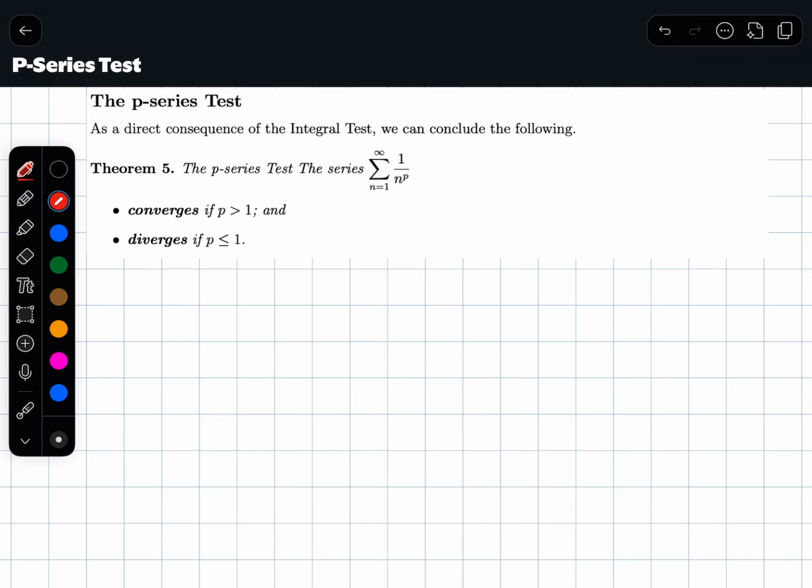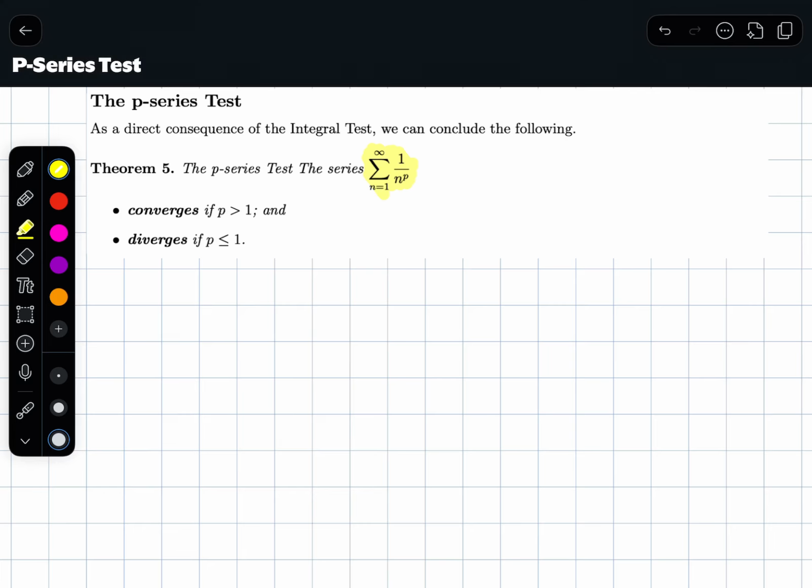Now, though the integral test is kind of difficult to apply most of the time, it has a bunch of conditions, you gotta do an integral. There are some of the results that come from the integral test that you can put in its own box and use without having to integrate over and over again. And this is one of them.